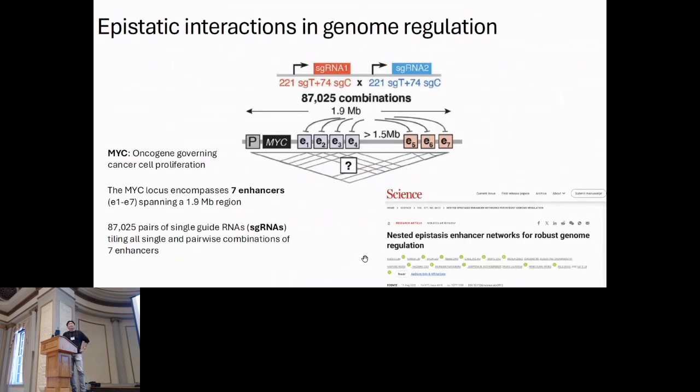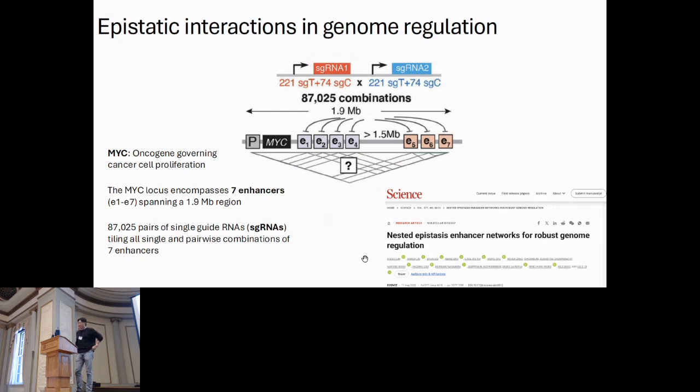This project was mainly motivated by a Science paper that talks about the MYC gene, a key oncogene governing cancer cell proliferation. It is known in the literature that this gene is mainly controlled by 7 enhancers, E1 through E7. 4 of them are immediately downstream of the gene, and the rest are quite far apart from the promoter region of that gene.